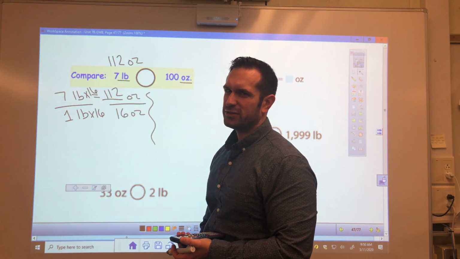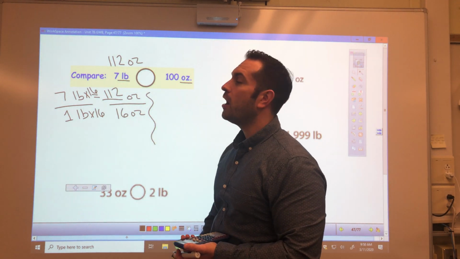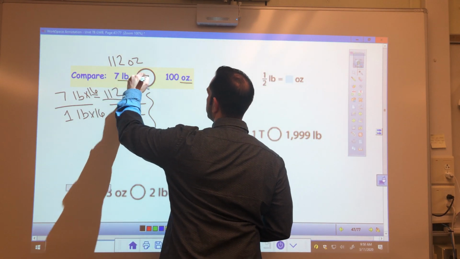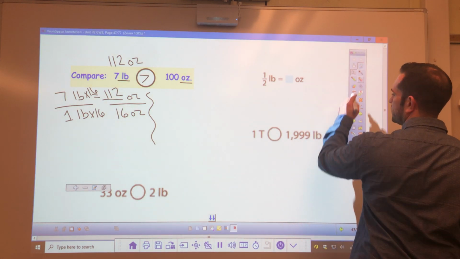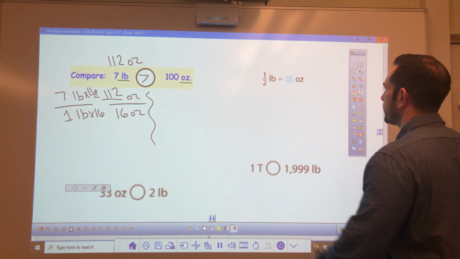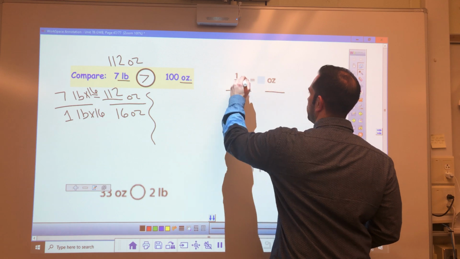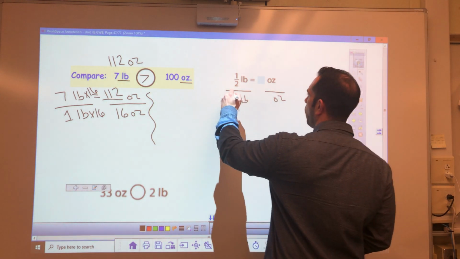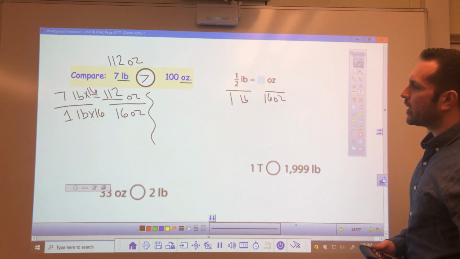So which one is greater, 112 ounces or 100 ounces? 112 ounces is greater. So that means 7 pounds is greater than 100 ounces. Same thing for, say, we turn this one. We want to convert pounds into ounces. Okay, same concept. Pounds, pounds, ounces, ounces. Okay, I know that 1 pound is 16 ounces. Okay. So 1 pound is 16 ounces.